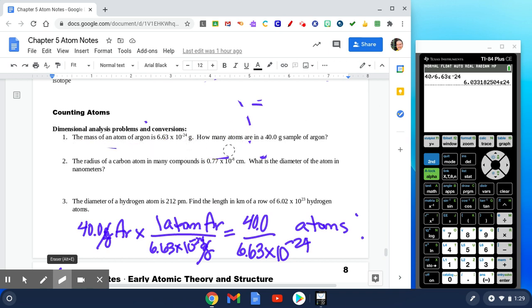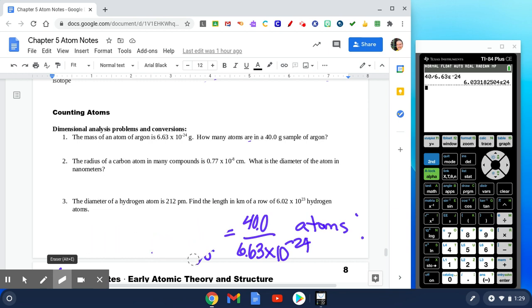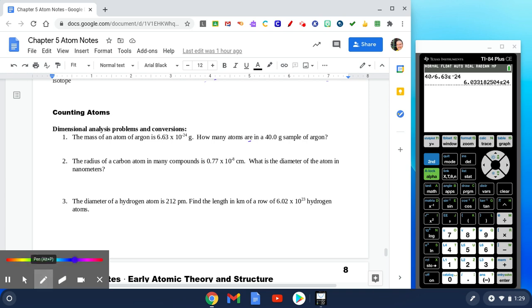All right, so our next problem talks about radius. It doesn't really matter what we're focusing on. The main point of doing all of these problems right now is just trying to get you guys used to going between units again. The next problem says the radius of carbon is 0.77 times 10 to the negative 8th centimeters. What is the diameter of the atom in nanometers?